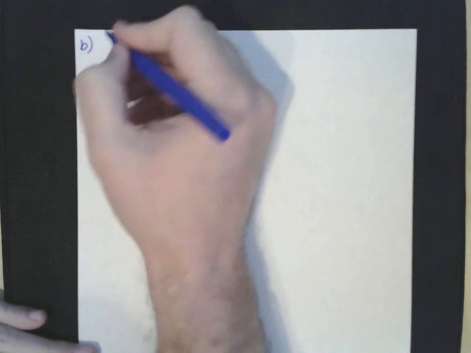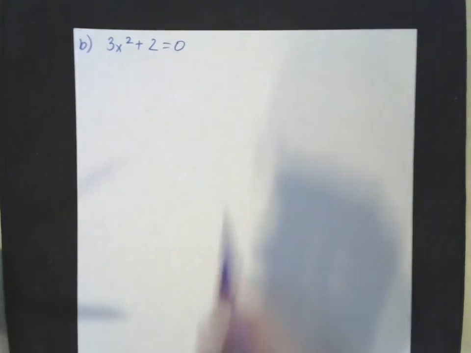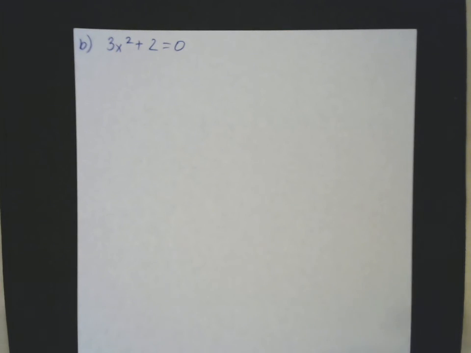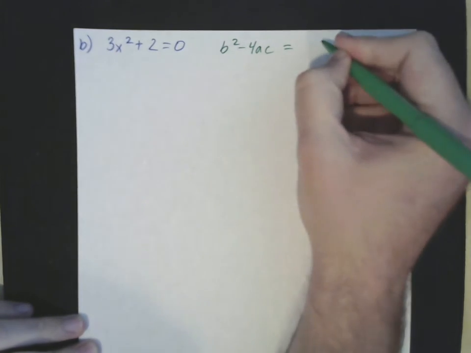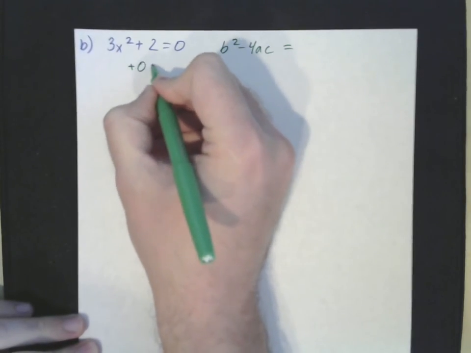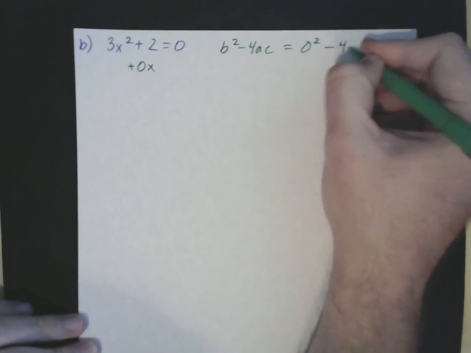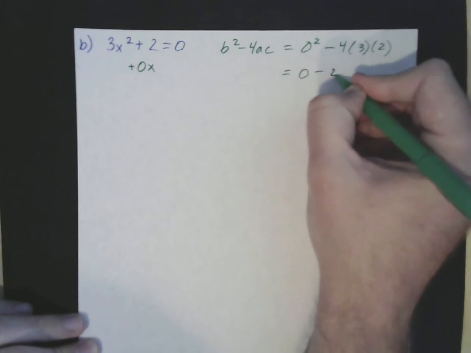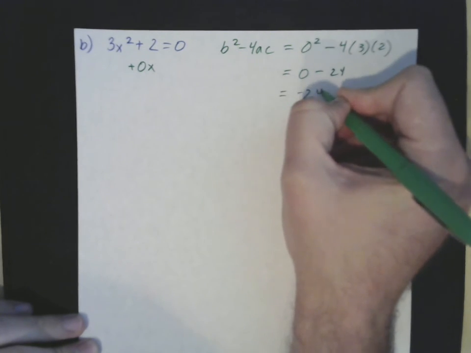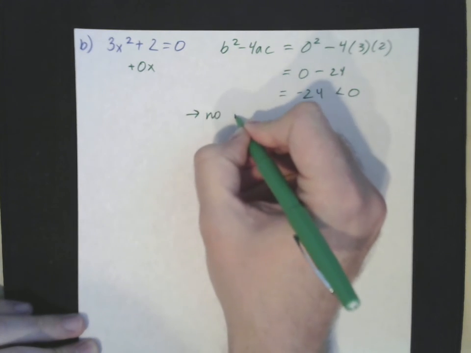So this would be part B. And let's do 3x squared plus 2 equals 0. So our discriminant, b squared minus 4ac. Now our b is 0. There's no x's there. So this is 0 squared minus 4 times 3 times 2. And so this is going to equal 0 minus 24, or negative 24, which is less than 0. So we know we're going to have no real solutions.